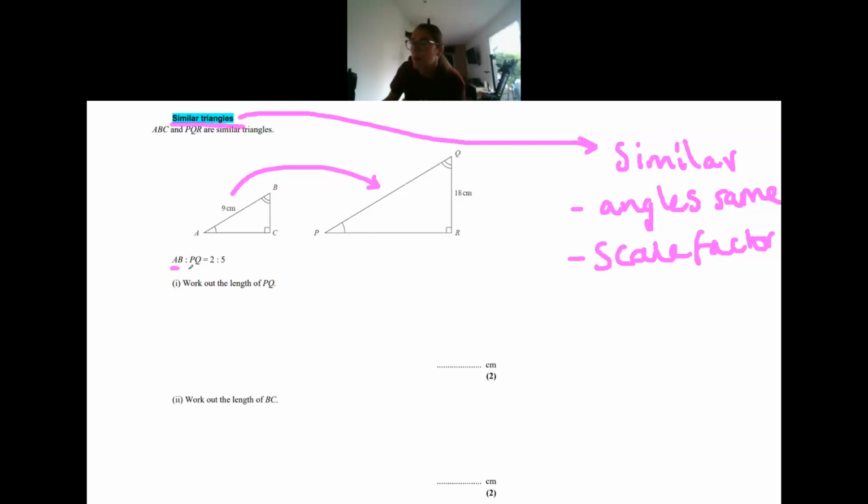This question, A to B, P to Q, is in the ratio 2 to 5. So 2 to 5, A to B, P to Q. So if that's 9, think what have I done to 2 to get to 9? Normally you'll be given a common length and you can just divide them to find the scale factor. But this one's in a ratio, which I actually haven't seen before, but we move on.